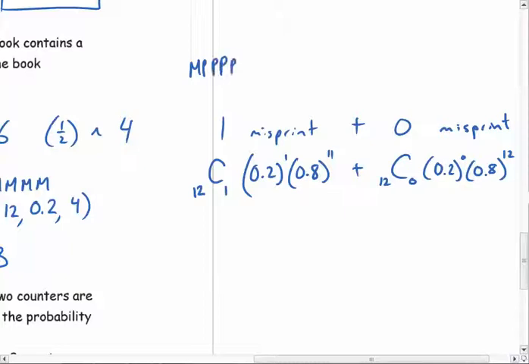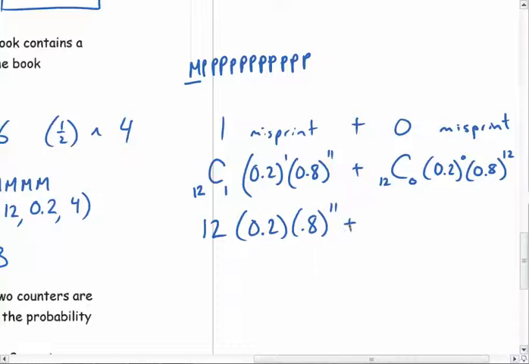Now I want to know how many ways is that. I can do this one without my calculator because if I only have one misprint, that M can happen first, second, third, fourth, fifth, sixth, seventh, eighth, ninth, 10th, 11th, or 12th. There's 12 ways that I can put that M there. There's 12 spaces where I can put that M. So I know 12 choose 1 is just 12. And 12 choose 0 is just 1, because there's only one way that I can have all P's.